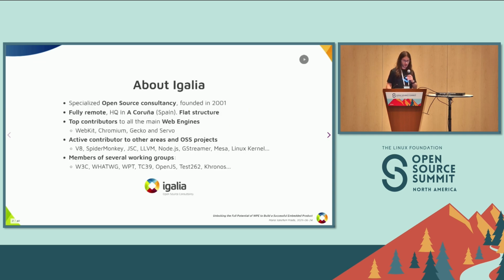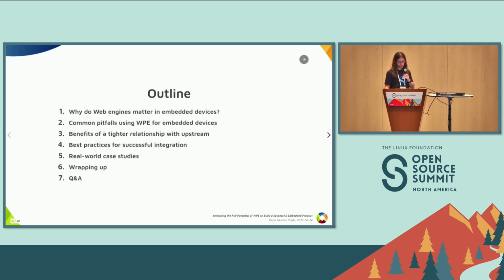About Igalia, if you're not familiar with us, we are an open source consultancy. We were founded 24 years ago in the northwest of Spain. We operate an unusual flat structure. We like to say that we are a worker-owned cooperative. And we are fully remote these days. We are 160-something people in 20-something countries, 25, 26. The important point for this presentation is that we are also top contributors to the main web engines, including WebKit, of course, Chromium, Gecko, and also Servo. We also contribute to many other projects, from compilers, graphics, multimedia, the Linux kernel, and as a consequence of all this, we are also members of different working groups.